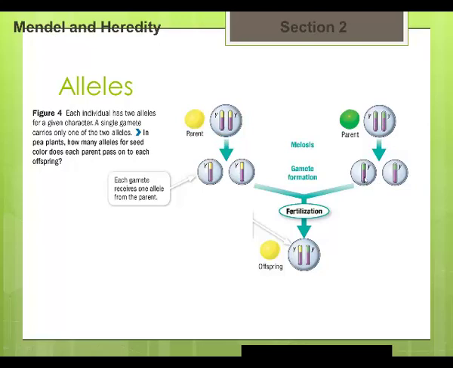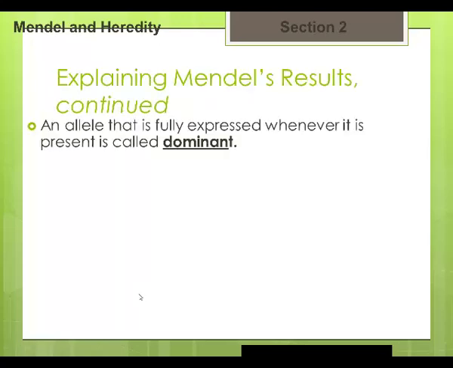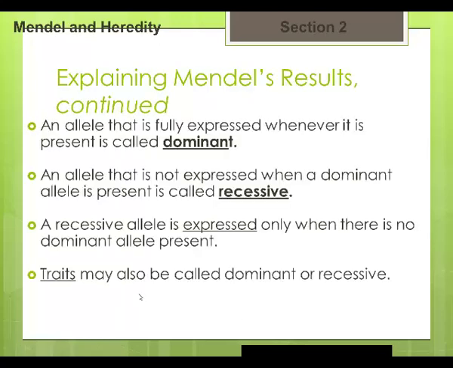When fertilization occurs, the combination requires the offspring to have a yellow allele and a green allele. And in this case, the yellow allele is dominant over the green allele, so the expressed trait is yellow. So the offspring received one allele from each parent. Uppercase Y equals yellow seeds. Lowercase y equals green seeds. Alright, so anytime an allele is fully expressed whenever it is present, we call that dominant.